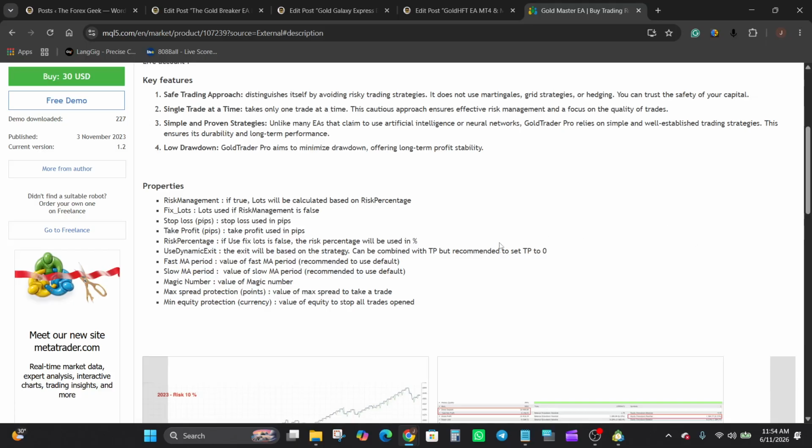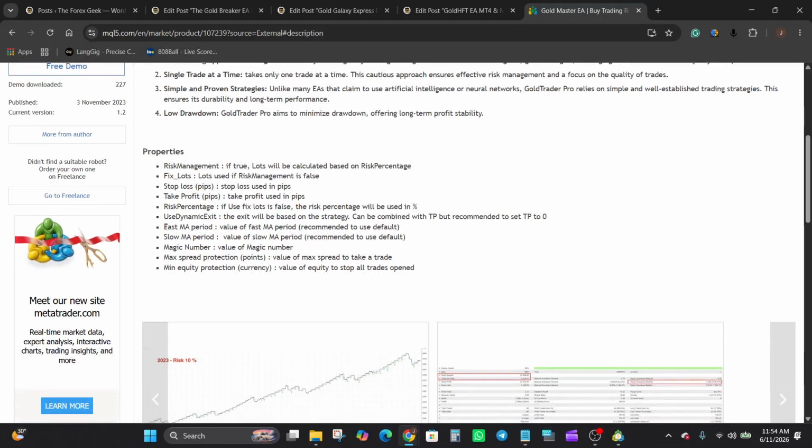I also notice there is a spread protection setting, which prevents trades from being taken under unfavorable market conditions, and an equity protection feature that can stop trading entirely if account balance drops below a certain level. Now, on the technical side, it includes moving average settings like fast and slow MA periods, which are part of the underlying strategy logic, although the default values are recommended by the developer.